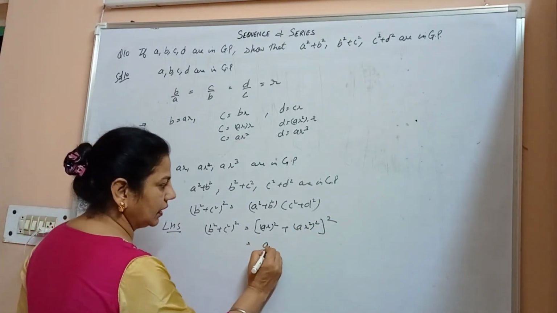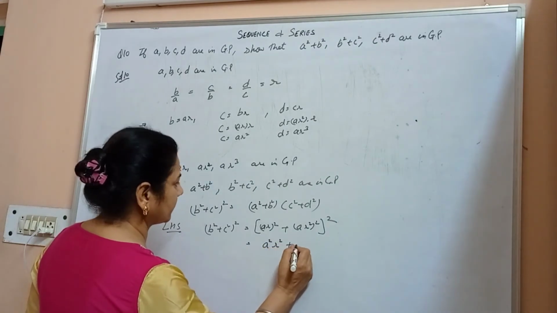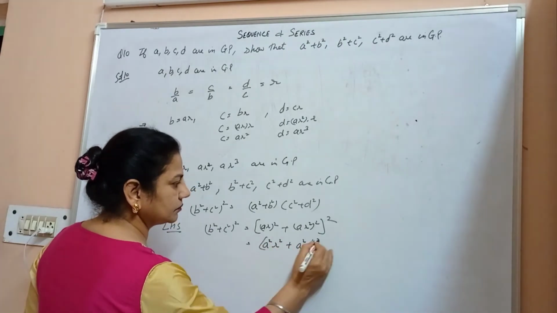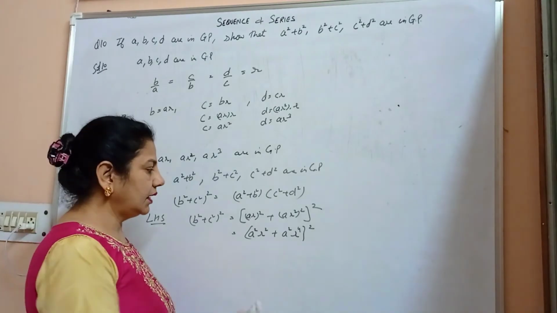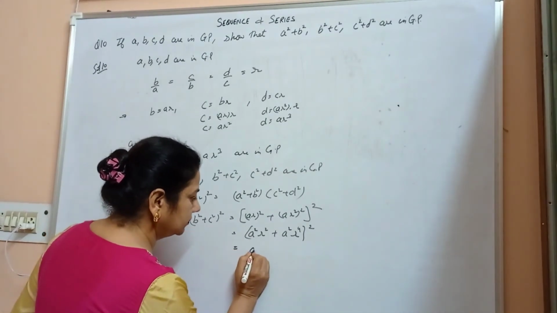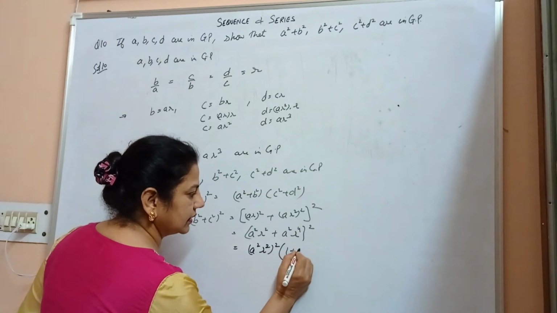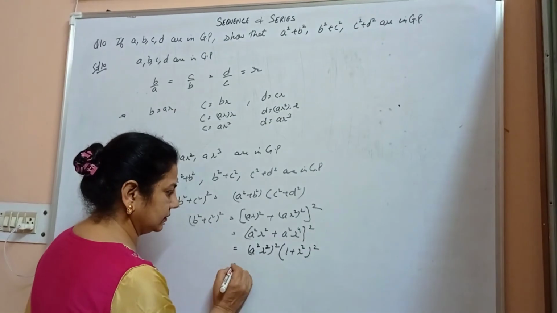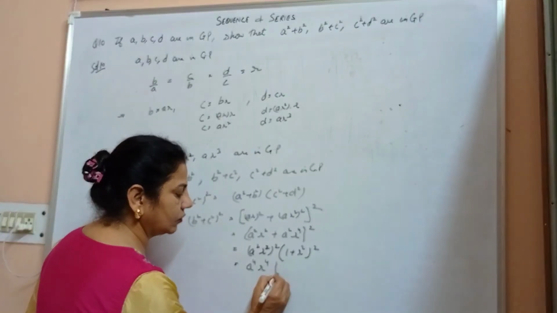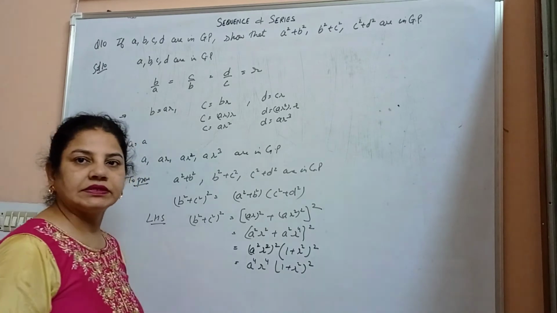I get A square R square plus A square R4 whole square. Take A square R square common from the bracket. I will get A square R square whole square, 1 plus R square whole square. This gives me the result as A to the power 4 R to the power 4, 1 plus R square whole square. This is my left hand side.